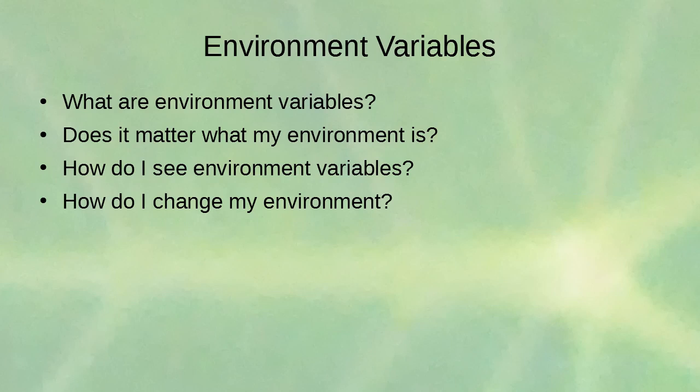A path is a list of directories that I look in whenever I type in a command to try to run that command. So it doesn't matter what my environment is? Well, it does. Because if you have an environment and your environment doesn't have certain things in it, then you will have to explicitly indicate where those things are. Programs rely on the path to be able to find things. You can look at your environment with the env command to show the environment. You can also change them with the export command. So let's go ahead and look at this again.